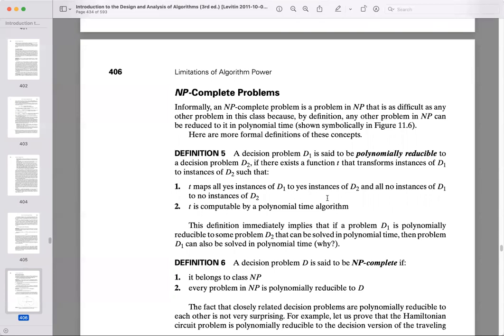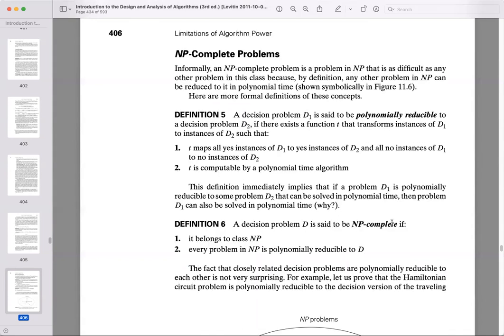So this is a fairly astounding fact if you've been with me this far. A decision problem D1 is said to be polynomially reducible to a decision problem D2 if there exists a function T that transforms an instance of D1 to an instance of D2 such that T will map all the yes instances of D1 to yes instances of D2, and the same for no instances, and that T is computable by a polynomial time algorithm. So that's what it means to be polynomially reducible.